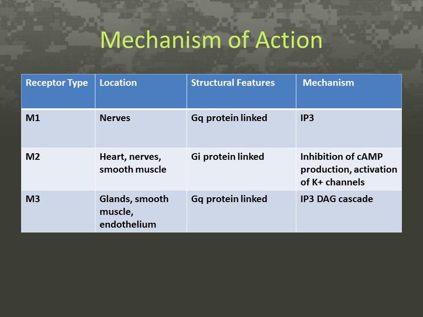The M1 and M3 receptors are Gq protein linked. That means that they work by the mechanism of the IP3 to DAG cascade. M2 receptors are Gi protein linked. They work by inhibition of cyclic AMP production and activation of potassium channels.